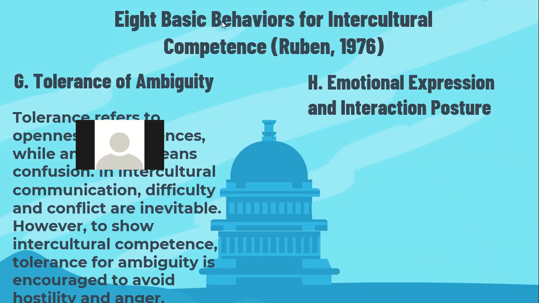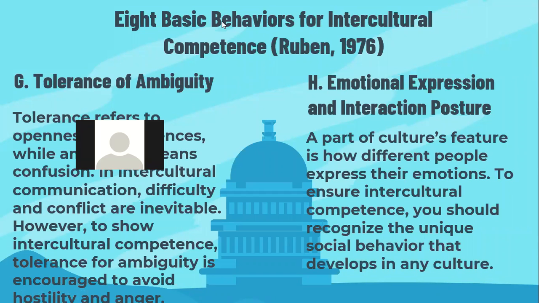Next is we have emotional expression and interaction posture. A part of culture's feature is how different people express their emotions. To ensure intercultural competence, we should recognize the unique social behavior that develops in any culture. So our culture affects our emotional makeup, or we say our psychological makeup, which means that we have different ways in order to express our emotions, or we have different nuances when we communicate with other people.